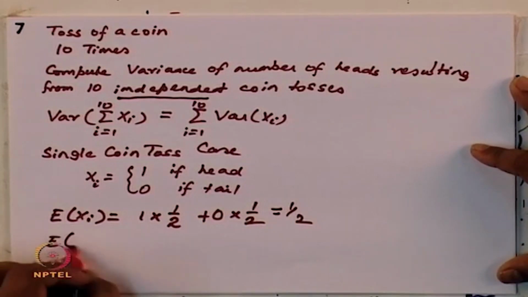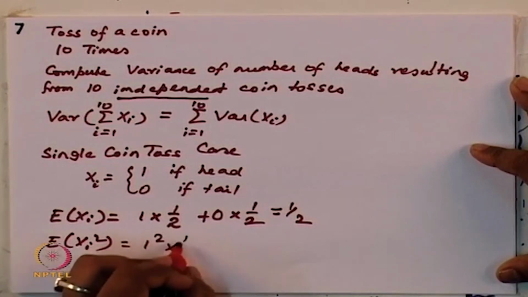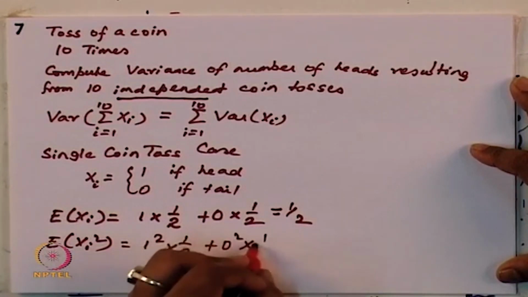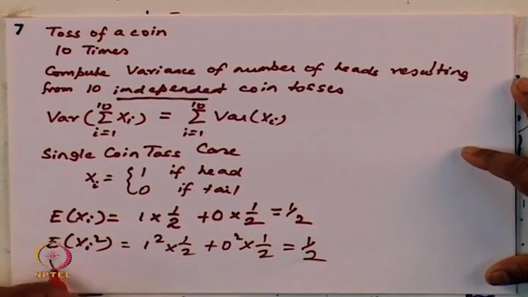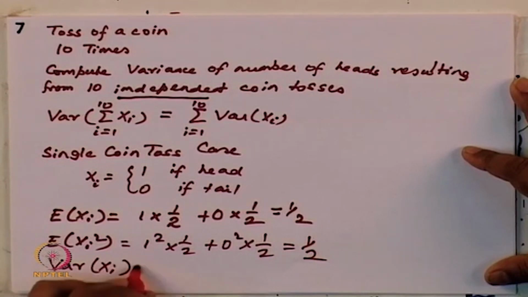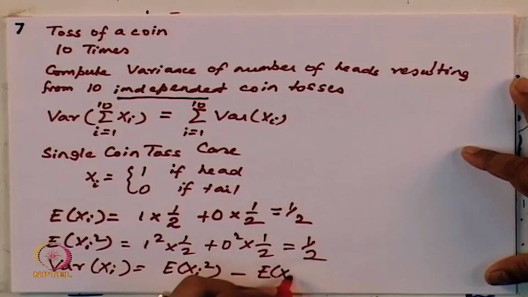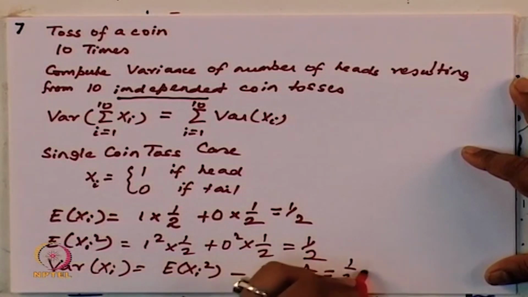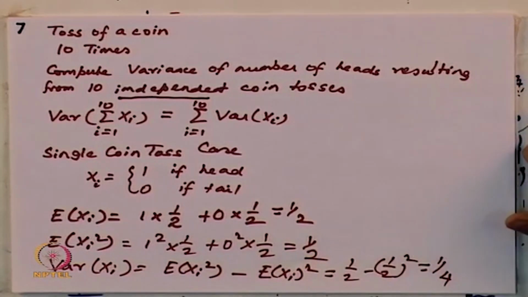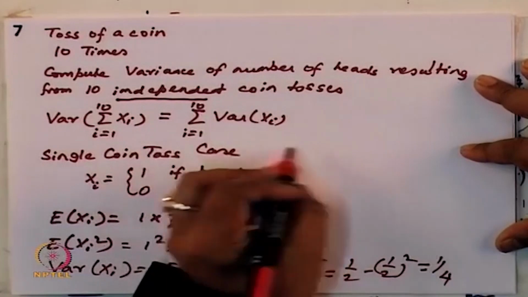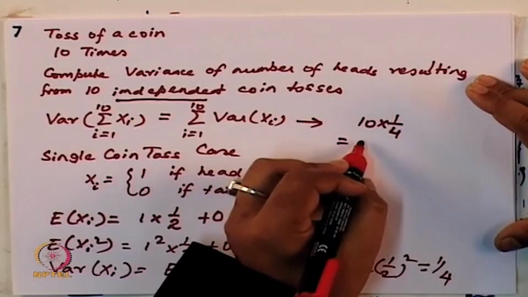I can write E of xi square also, okay, which is 1 square into half plus 0 square into half, simply half. Okay. So, my variance of xi is E of xi square minus E of xi whole square, equal to half minus half square, equal to 1/4. Okay. So, thus my variance becomes 10 into 1/4, which is equal to 5/2.